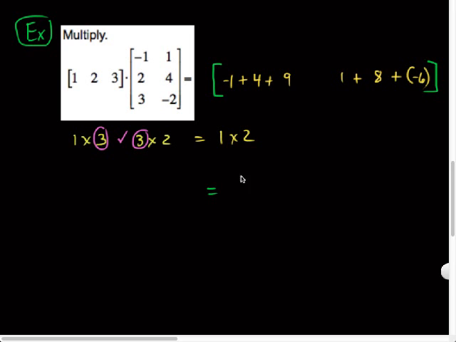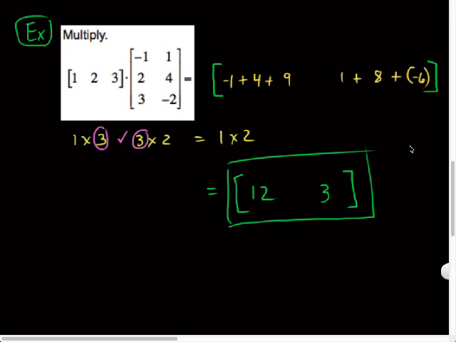So this is equal to, see, negative 1 plus 4 is 3, plus 9 is 12, and 1 plus 8 is 9, minus 6 is 3. And this is going to be my answer. And once again, I want to point out that there's no commas in between the elements of matrices. I know that's kind of weird. But when you're doing your work, just try to keep a little bit of a space in between your stuff so you hopefully don't get as confused.